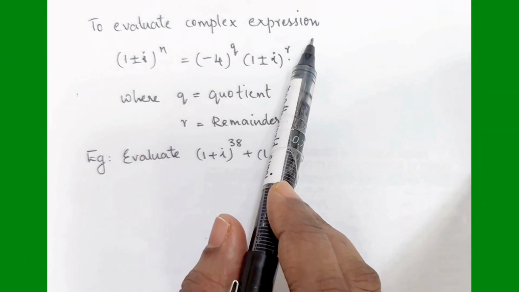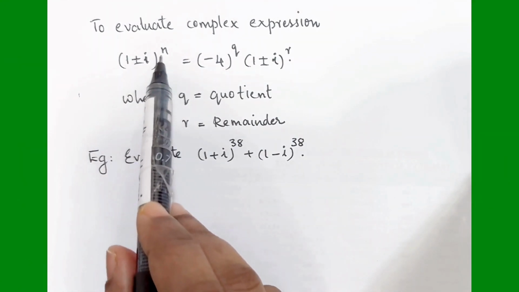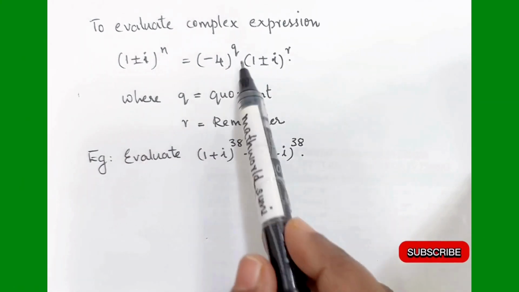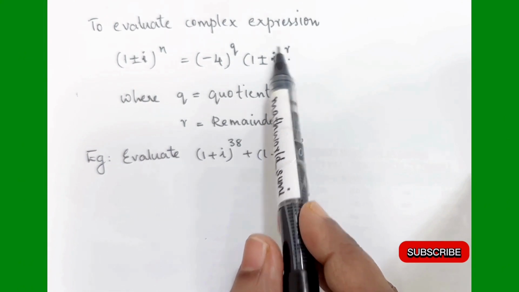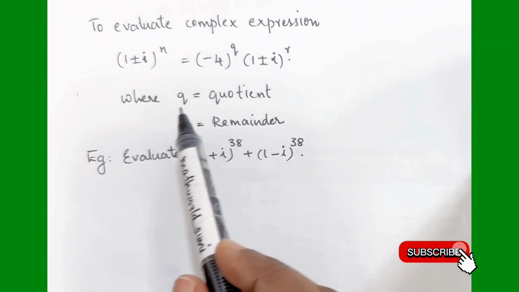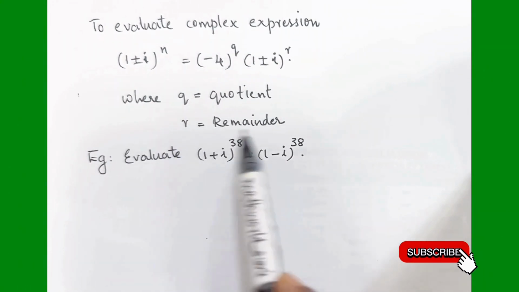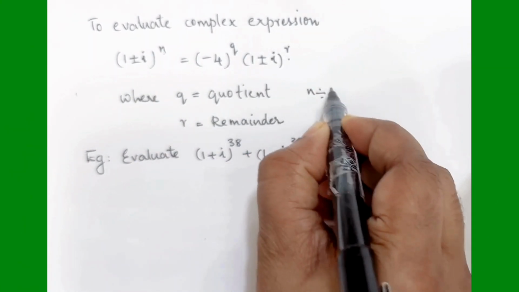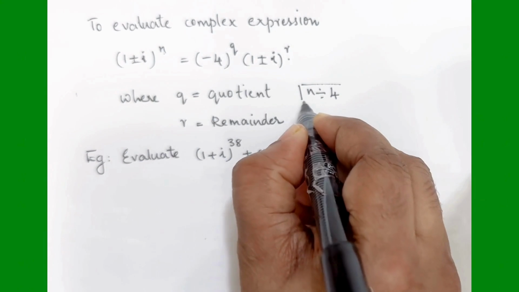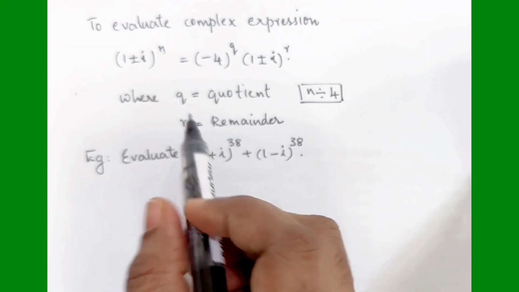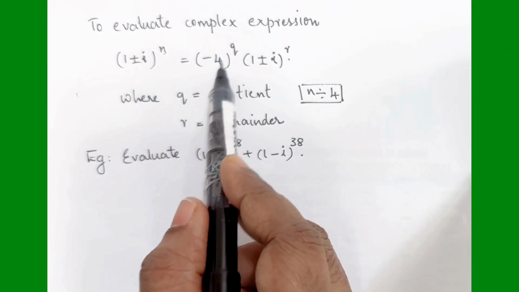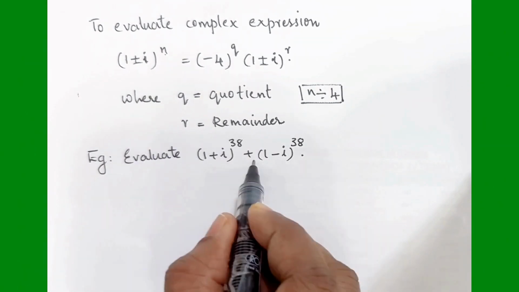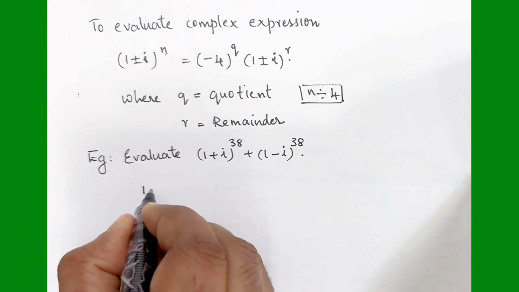So to evaluate any complex expression of this form, (1 plus or minus i) to the power of n is equal to negative 4 to the power of q into (1 plus or minus i) to the power of r, where q represents the quotient when the power n is divided by 4. When we divide n by 4, we get the quotient and remainder, right? That quotient represents q here and the remainder represents r. So this question is of the form (1 plus i) to the power of n.